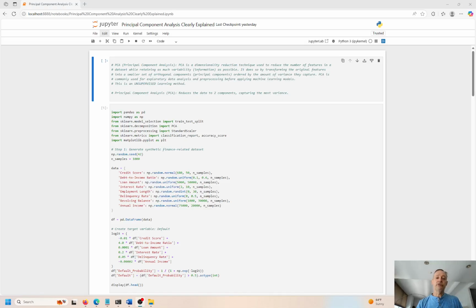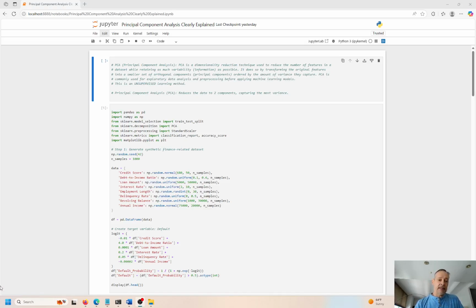But basically we want to reduce everything in the whole feature space to two components and capture as much variance as we can. So variance is what? It's information, it's data. We want to see which components here have the most statistical influence on the target variable.